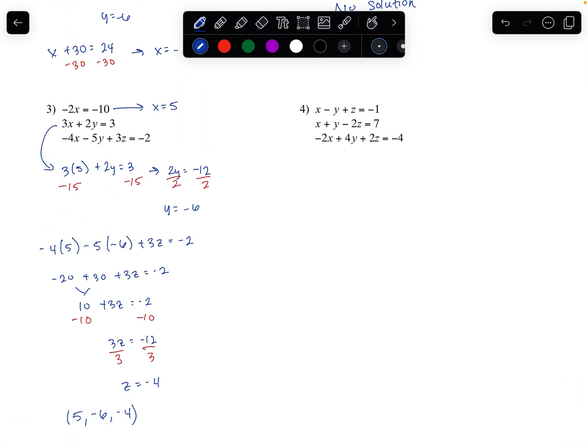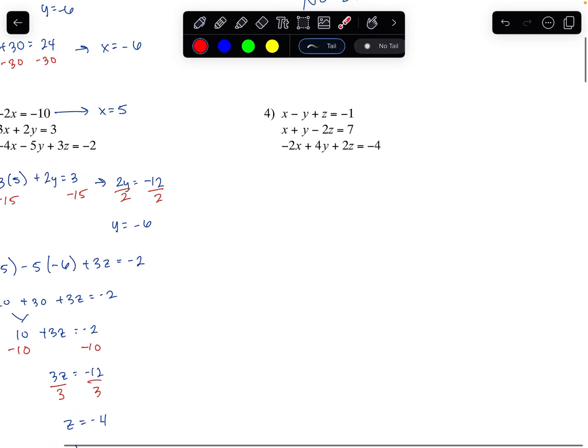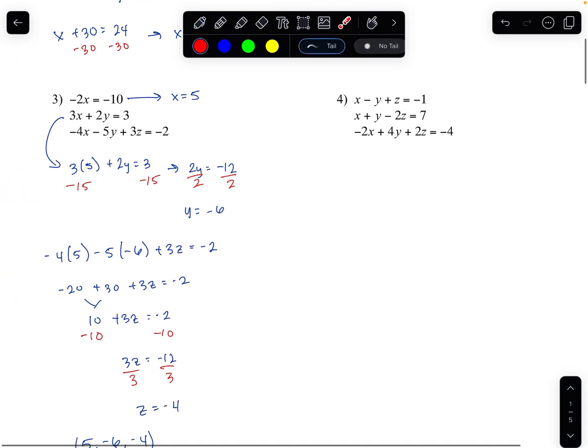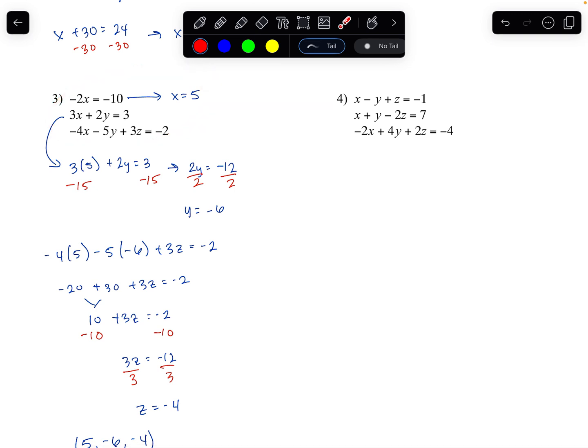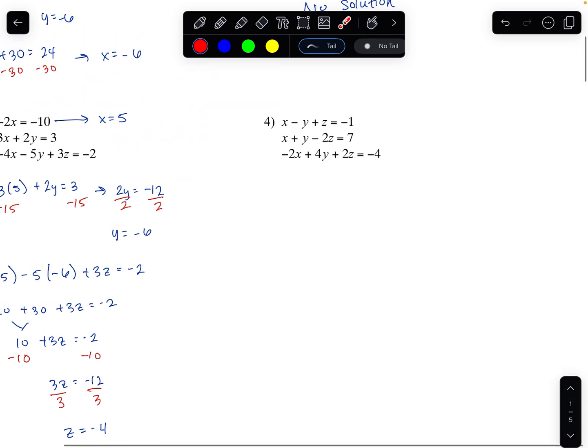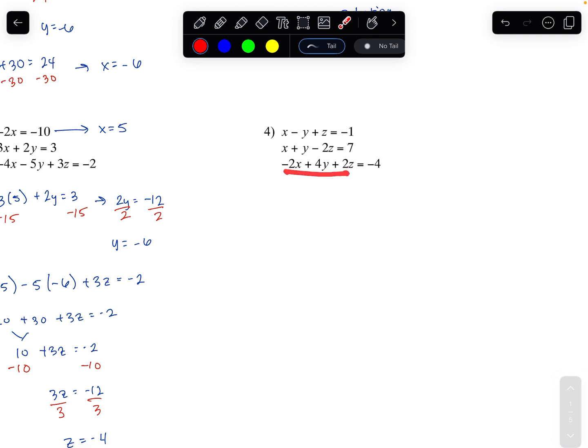Alright, let's try 4. Now this one is not like the previous one, where we don't have an equation that just has one variable. This is 3 variables in each equation, and so I'm going to solve by elimination. I can get rid of x's pretty easily. I can get rid of y's right here. I can get rid of z's if I add these ones. It doesn't matter too much which one you get rid of. I'm going to get rid of z's.